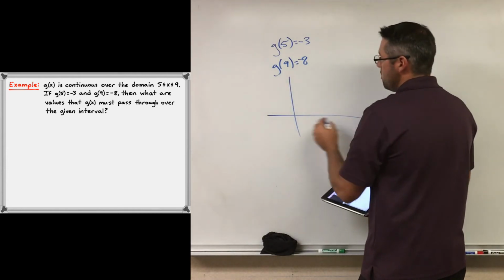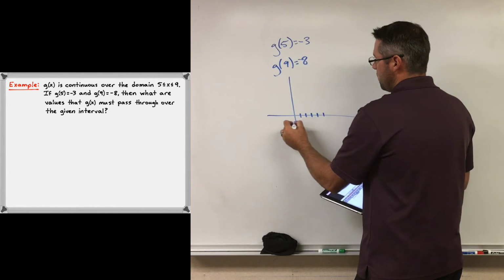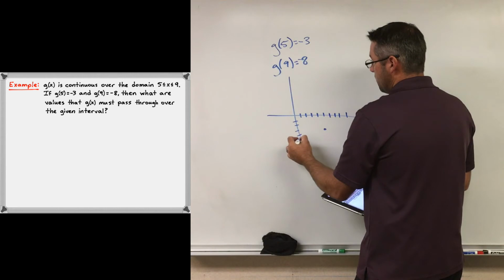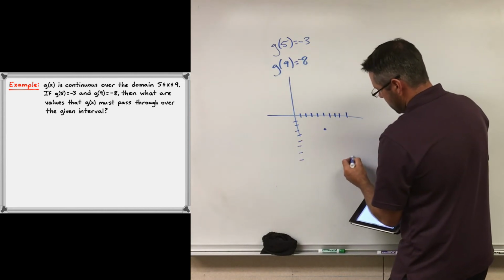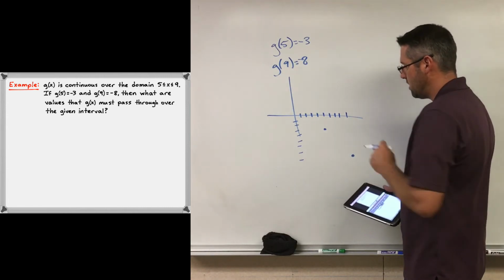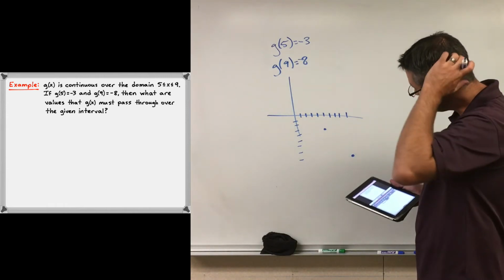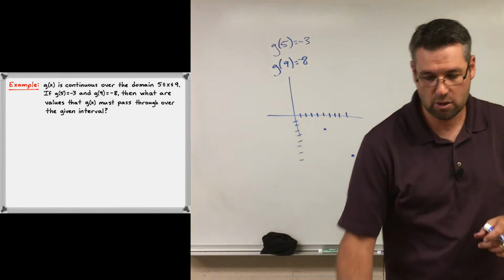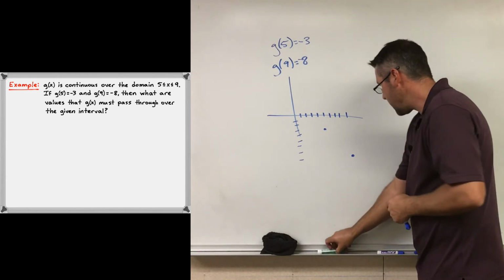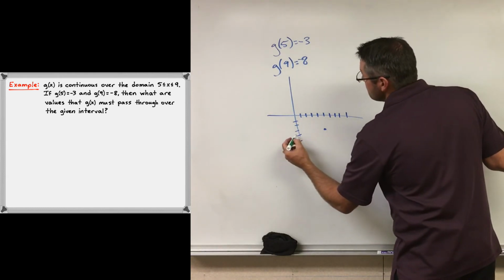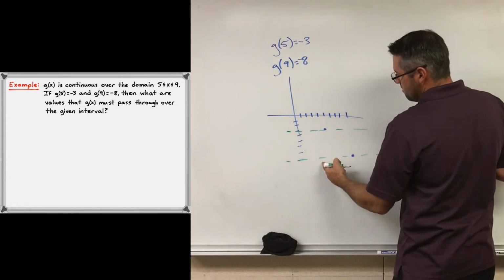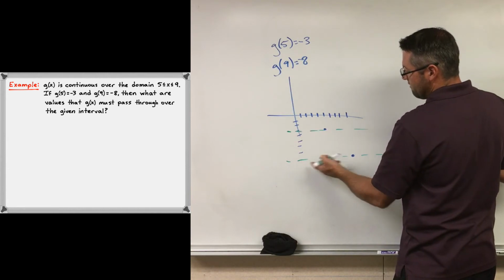So we can graph this. We've got g of 5, which is negative 3, and we've got g of 9, which is negative 8. So we have these 2 endpoints of our graph. We know that the function is continuous, so we have to connect those, and we have to draw it as a function. So what are some y values that are guaranteed to happen? Well, no matter what I do, I know that I've got to touch every value between negative 3 and negative 8.